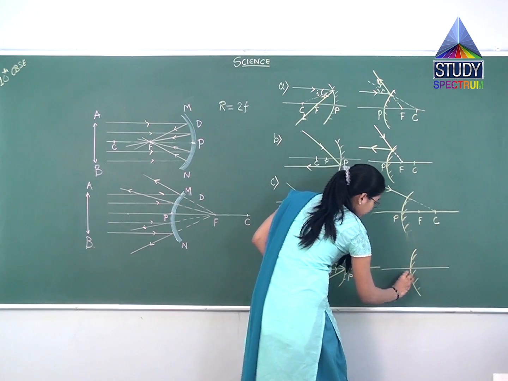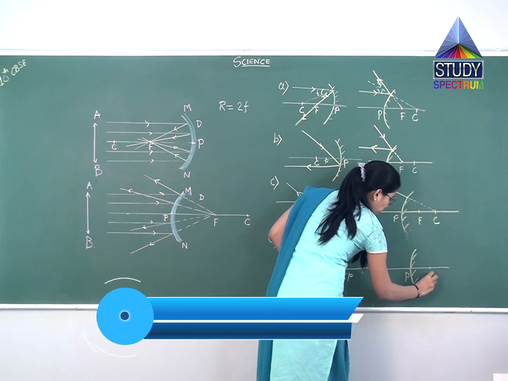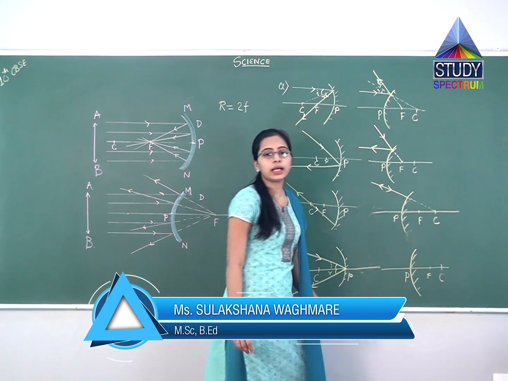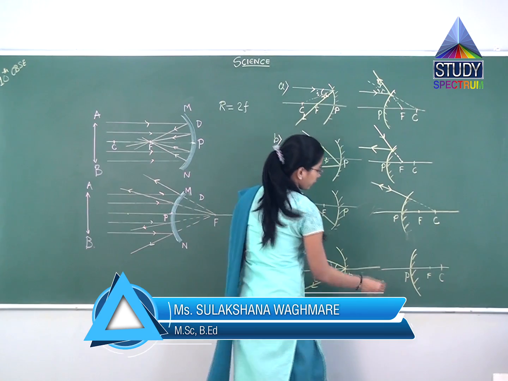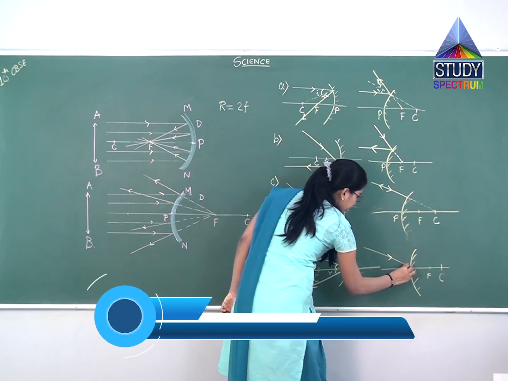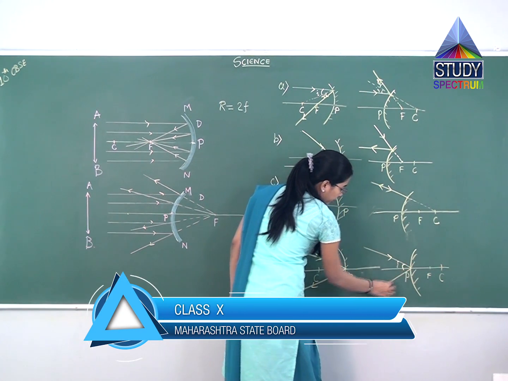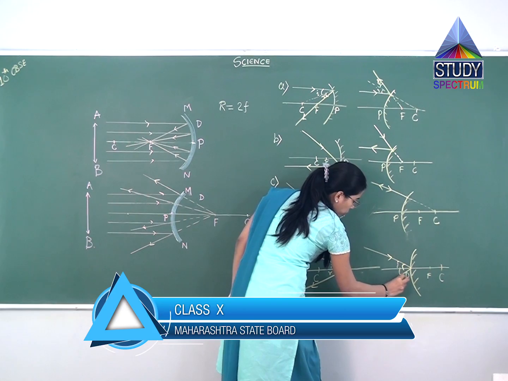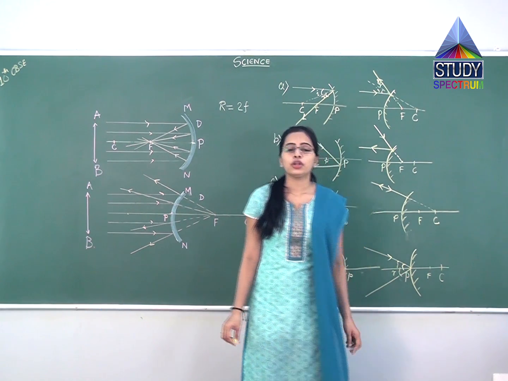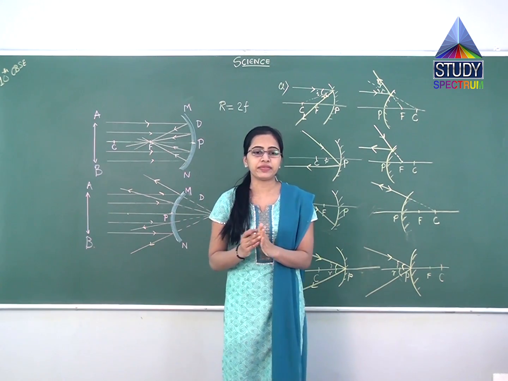Now similarly for the convex mirror, suppose this is your principal axis, this is the pole, then here you will see, suppose this is the incident ray I, the reflected ray will be like this, making an angle of R. So these are the different cases where rays are reflected.